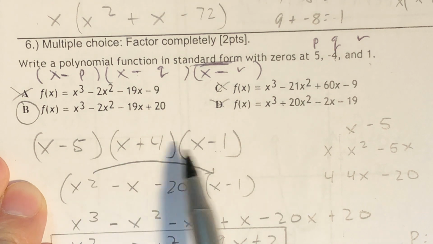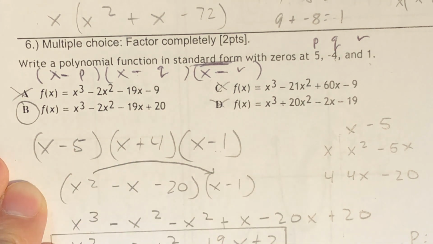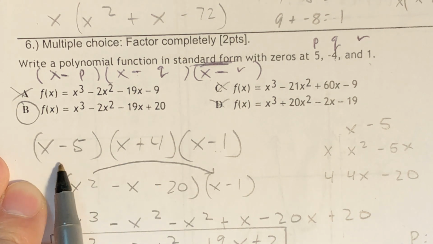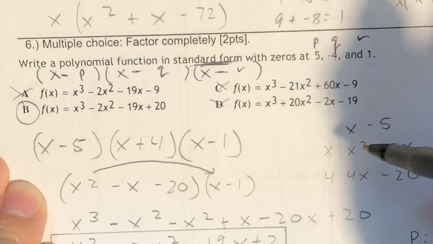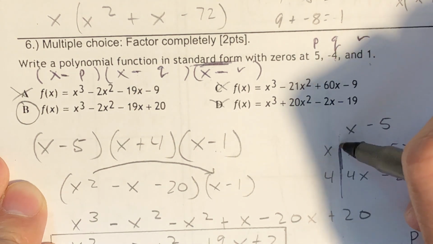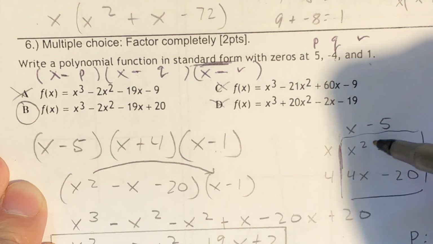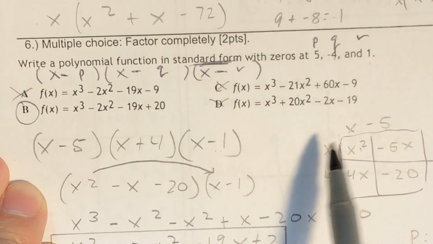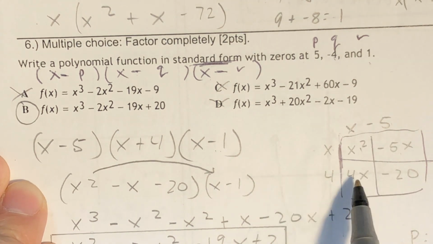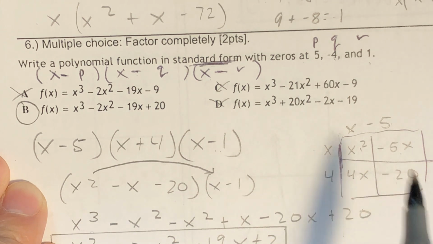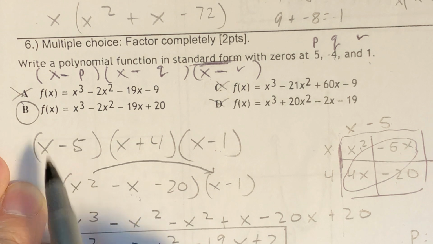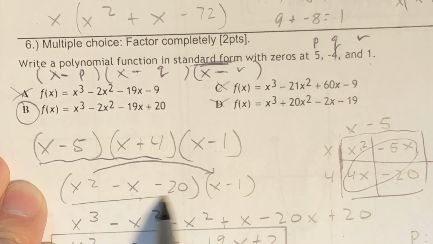The student had to expand this, in multiple ways, FOIL, but remember FOIL only works with binomials times binomials, so the student did x minus 5 times x plus 4, and we've been using this area model to multiply this box. The student got x squared, negative 5 times x is negative 5x, x times 4 is 4x, and negative 5 times 4 is negative 20. And then they combine like terms right here, so that gives me negative x. So the first two terms multiply to this right here.